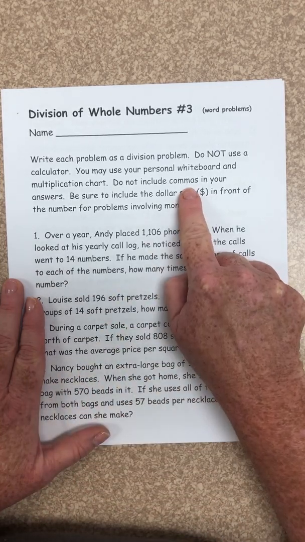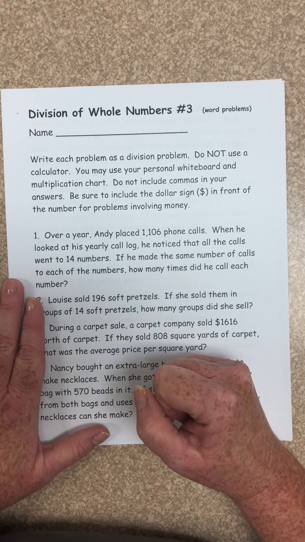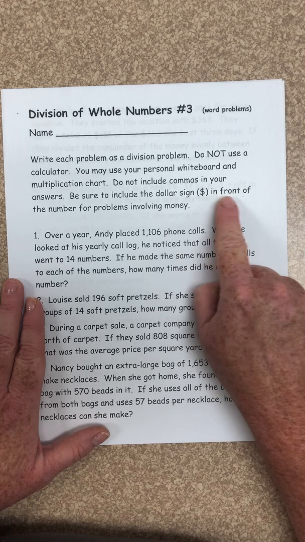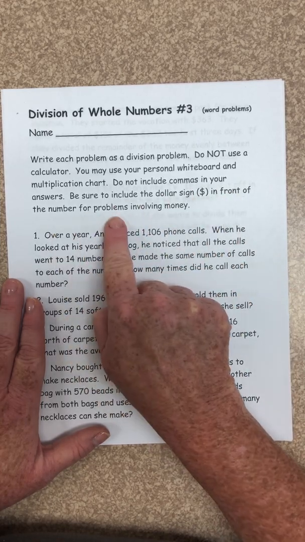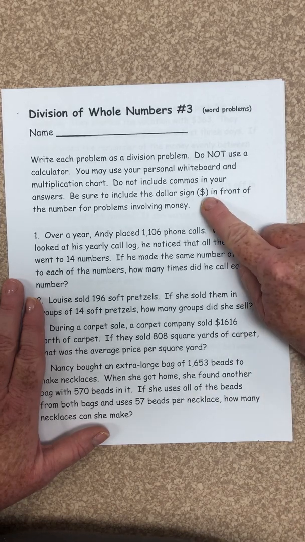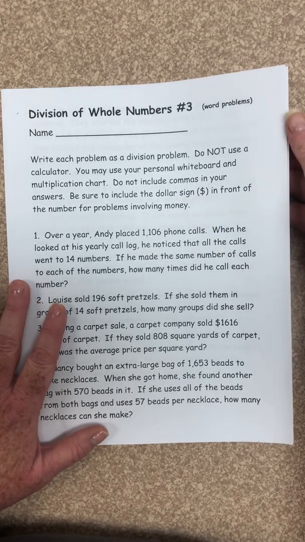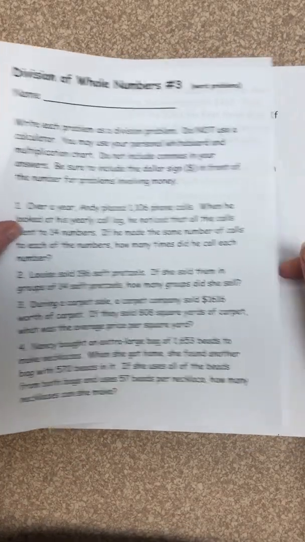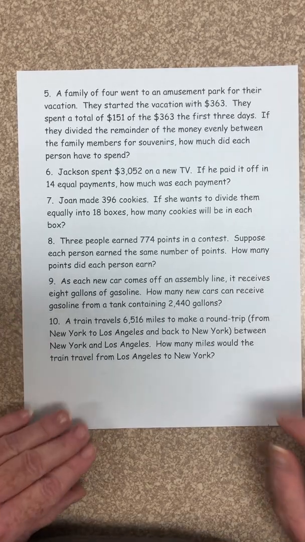Do not include commas in your answers in Edulastic. Be sure though to include a $ in front of the number for problems involving money. I do want you to label. So be sure when you label, $ symbol goes in front. Word labels go behind the number in your answer. There are 10 problems I want you to practice. So on this first page, there are 4, and the next page has the rest.